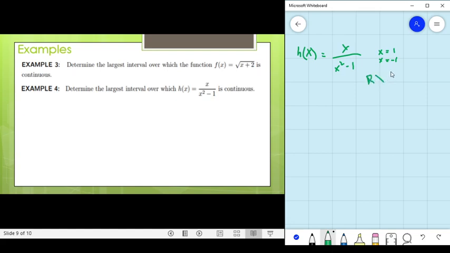And hence, the domain of h is the set of all real numbers except negative 1 and 1. So it is continuous on the set of real numbers wherein x is not equal to negative 1 and 1. Okay, so that is our answer. The interval where it is continuous everywhere must not be equal to negative 1 and 1, and that is our domain, which does not include negative 1 or 1.